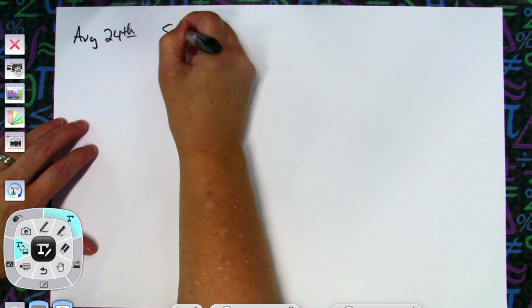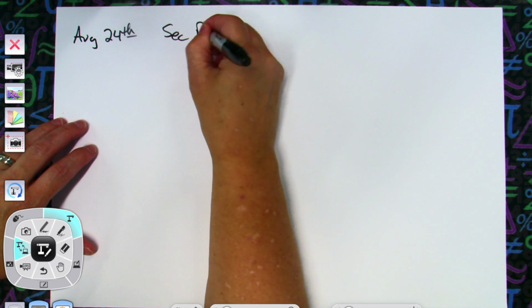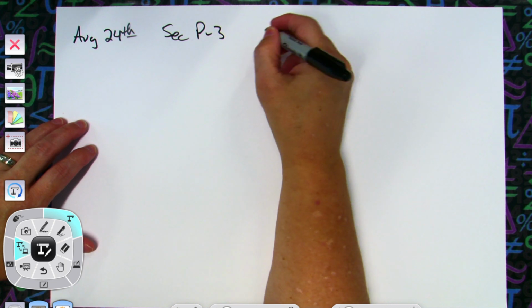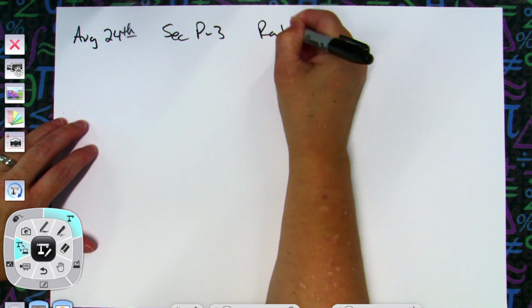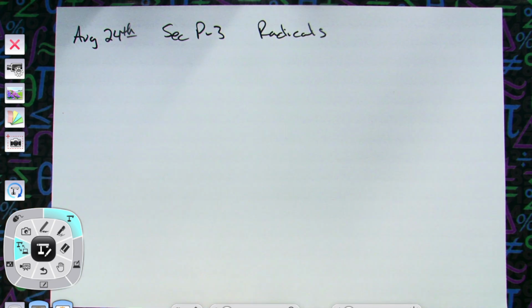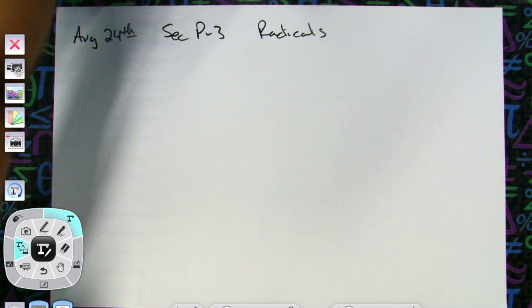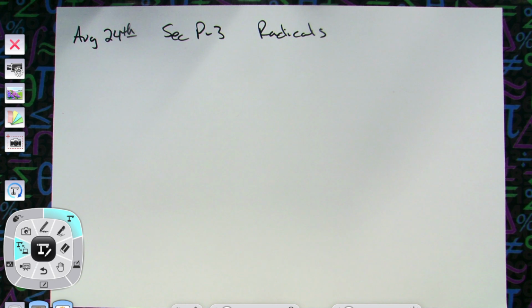We're going to be reviewing section P-3, and this is going to be a review of radicals. In Algebra 2, you did an entire chapter on radicals. You did adding and subtracting radicals, you simplified radicals, you probably multiplied them. This is just one section, so again, things that took you a long, long time to do, like an entire chapter, we're going to do it all in one section today.